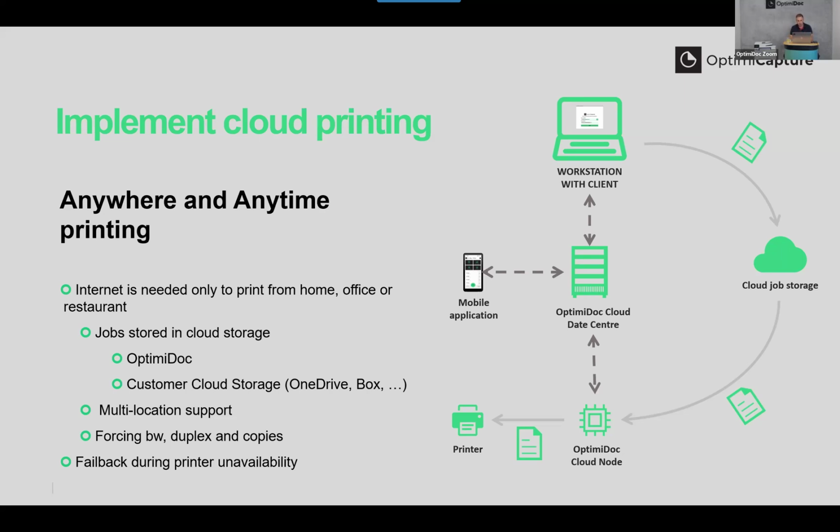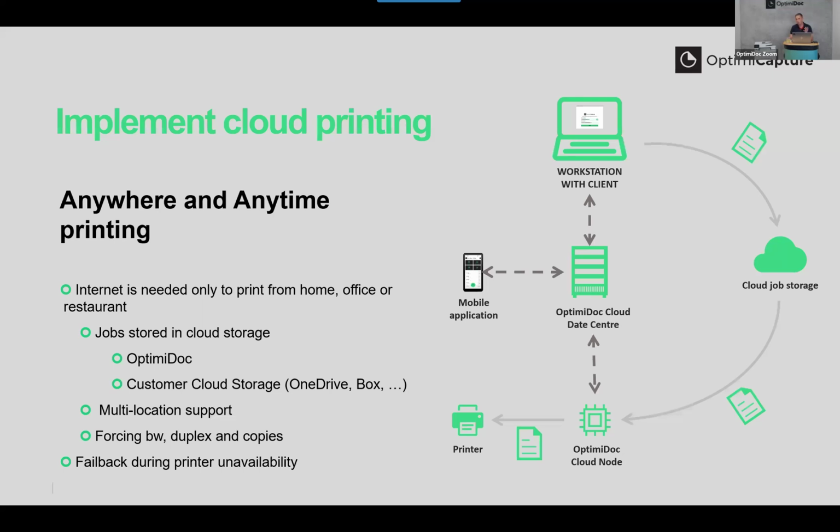Once I decide to release the document, we have a new application. Through the new mobile application, you can select the document and select the printer where you want to release the document. Once you do this request, the OptimiDoc Cloud Data Center starts the communication to the OptimiDoc Cloud Node. This is the only thing needed at the customer environment, because this service provides the bidirectional communication with the OptimiDoc Cloud Data Center and receives the requests for the prints on any network printer or network device.